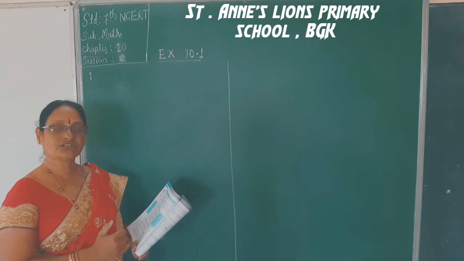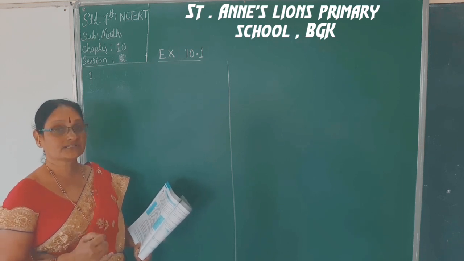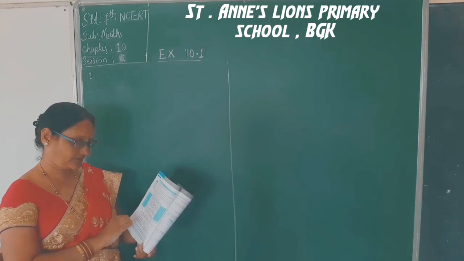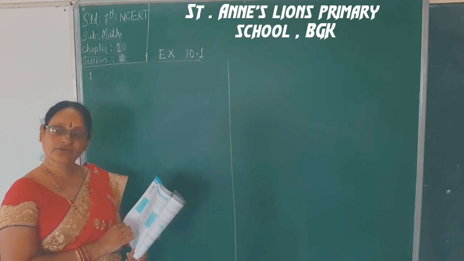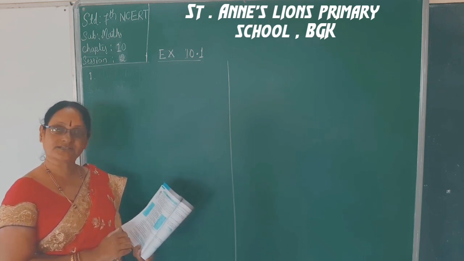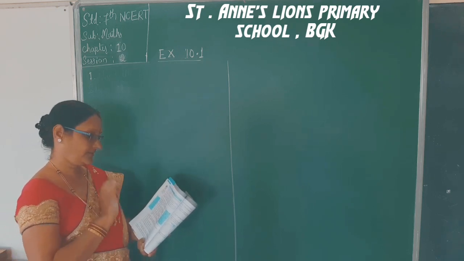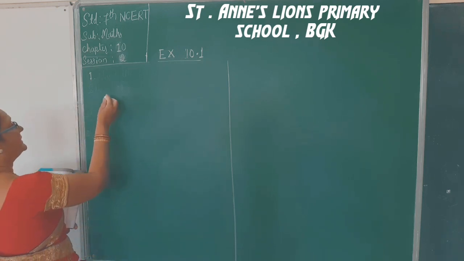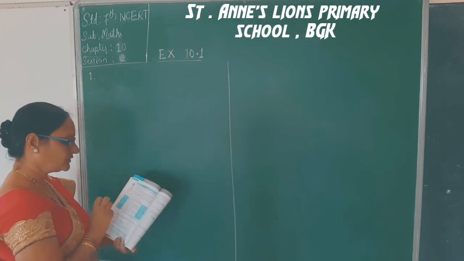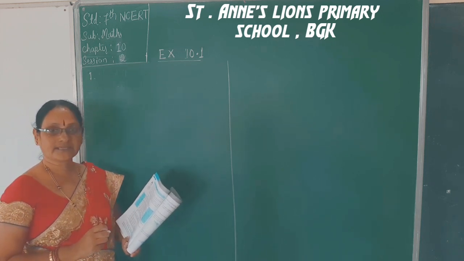After the construction you have to write the steps of construction in 7 steps, as they have given in the textbook. According to that you have to write the steps of construction. I am here explaining how to construct. First, draw a line, say AB.